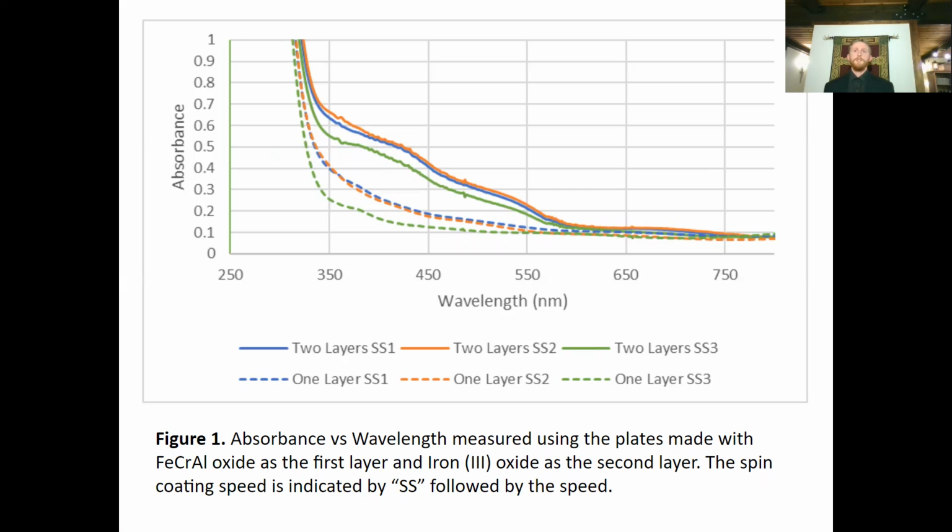Absorbance values measured using the single layer plates were consistently lower than absorbance values measured using the same plates after chemically joining the second layer. This result indicated that a PN homojunction using the two metal oxide precursors was formed.